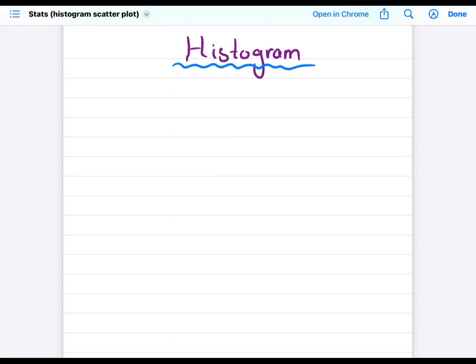In today's class, we will continue with the topic of statistics, and we will cover the topic of histogram and scatter plot. So, starting with the histogram.